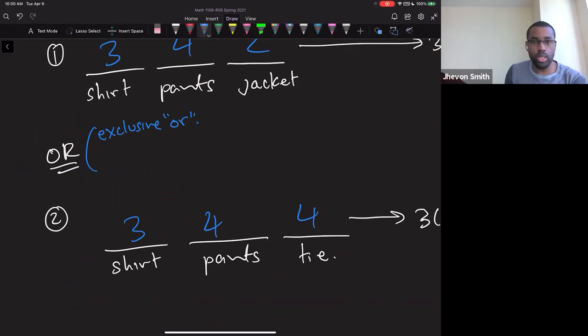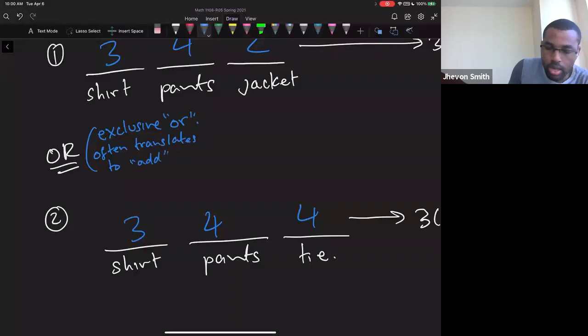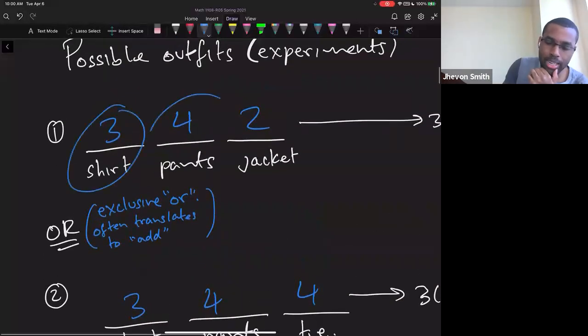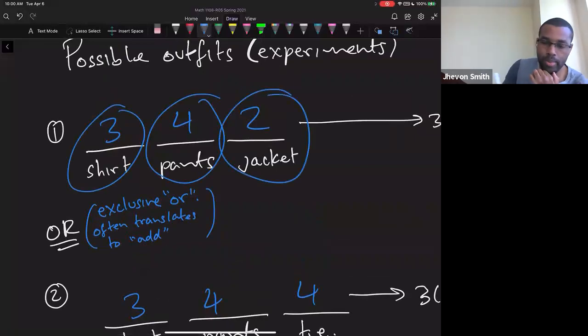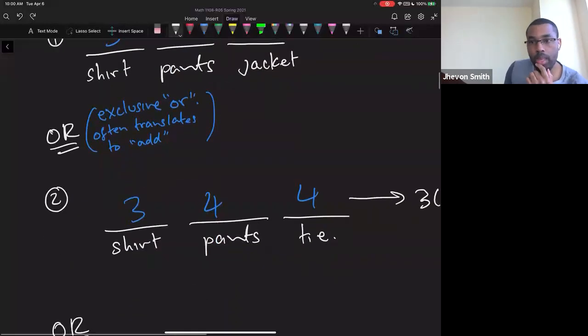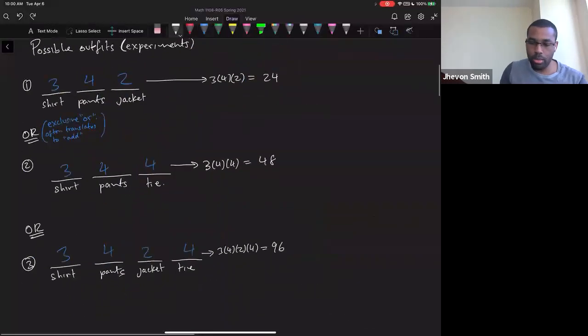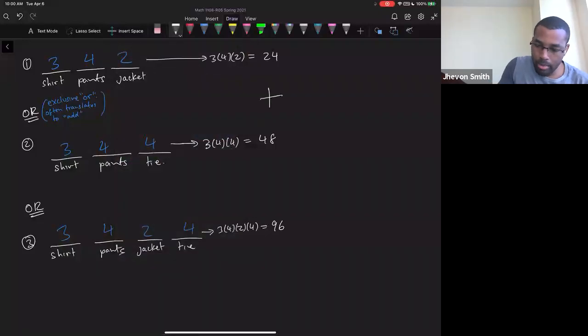So it's an exclusive or, and this often translates mathematically to add, right? And in independent cases will translate to multiply. That's what the multiplication rule is actually, because we have shirt and pants and a jacket, we multiply them. However, when we have or, we would add them, provided that there's no overlap, and here there aren't. So what we would actually do with these numbers is we would add them.